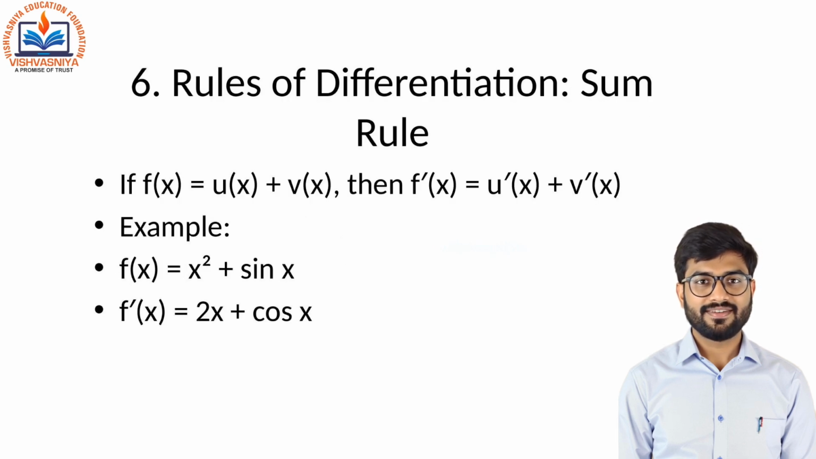Sum rule: if f(x) equals u(x) plus v(x), then f prime of x equals u prime x plus v prime x. Example: f(x) equals x squared plus sin x, so f prime x equals 2x plus cos x.